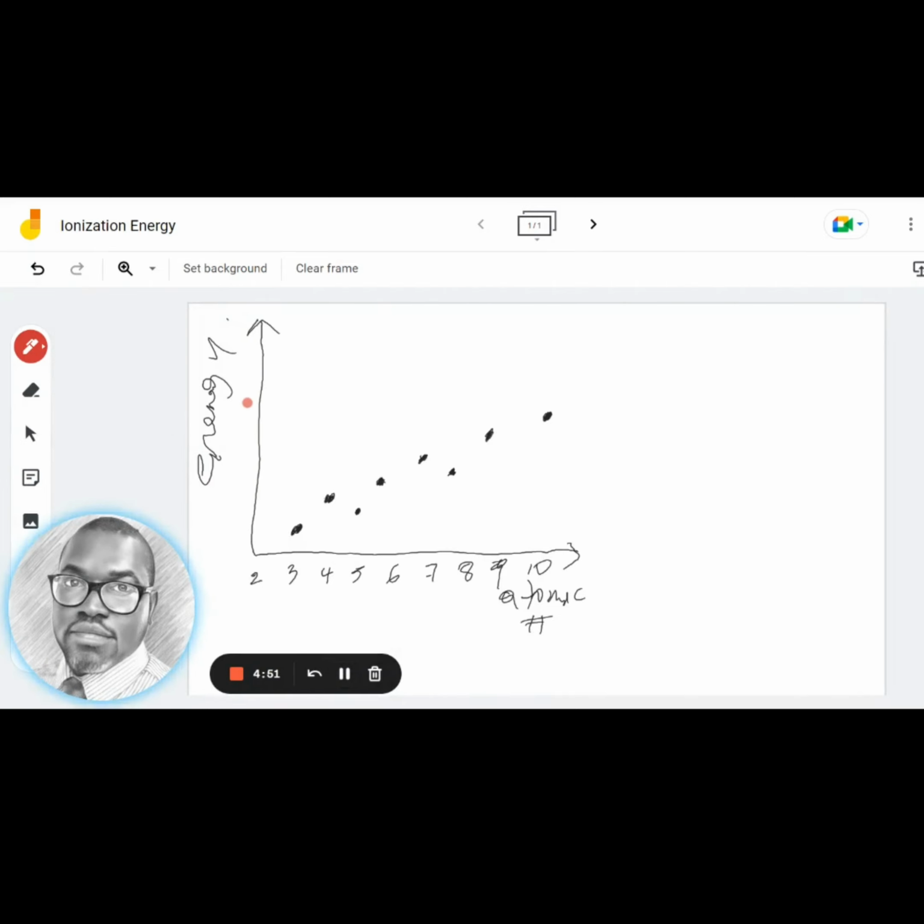Now, today we are looking at ionization energy and its trend in the periodic table. So, the first thing, let us loosely define ionization energy. If I have an element E, the ionization energy is the amount of energy required for this element to lose an electron. That's what we're going to loosely define ionization energy as.